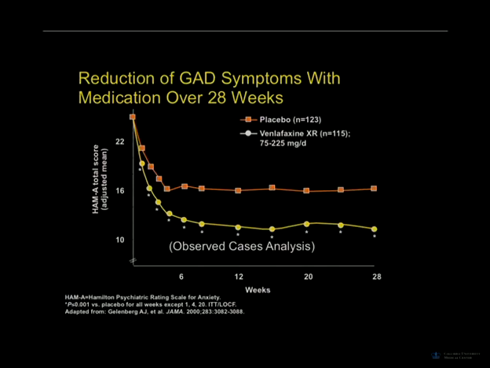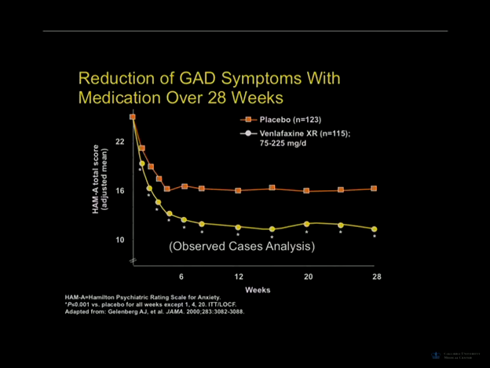Just to give you a feel for one typical kind of response profile, this was a study of generalized anxiety disorder, comparing, happened to be venlafaxine here, an SNRI medication, with placebo. It was a long study. Most of these studies typically are 12 weeks. This was a 28-week study.